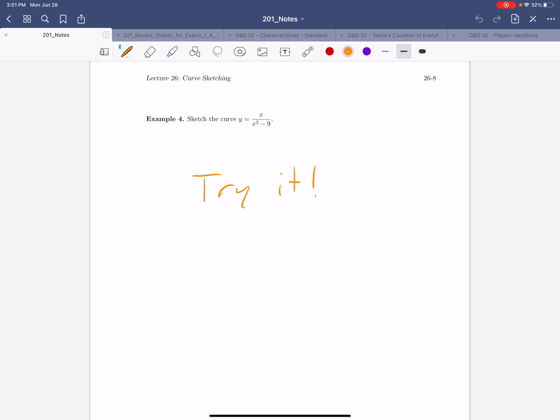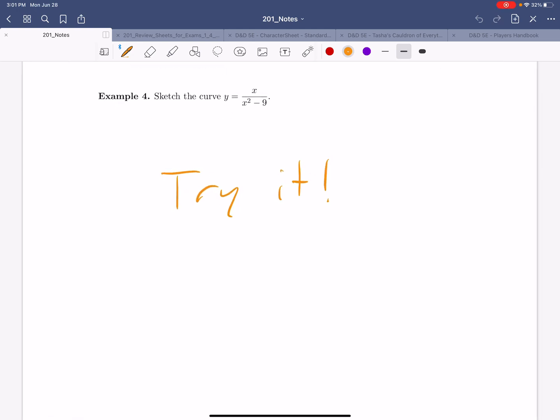Hey everyone, I asked you to try sketching the curve y equals x over the quantity x squared minus 9. Let's try it together. Well, really, I hope that you first try this on your own and then take a look at the solution. Anyway, standard, I'm going to call this function f of x.